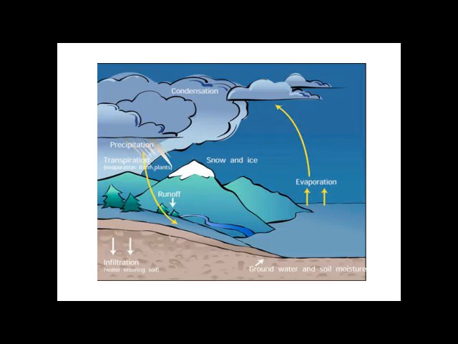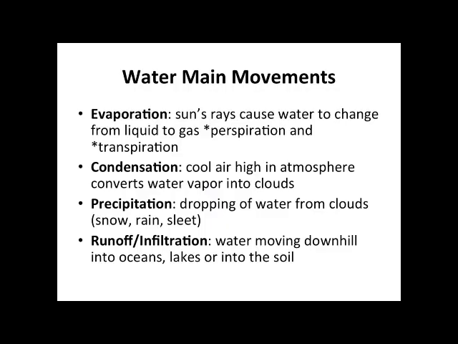Here's the cycle. Again, much simpler, I think, than the carbon cycle, but there are processes that we need to be aware of. And so we have evaporation. That's when a liquid becomes a gas. Evaporation of water can also be in the form of perspiration or transpiration, but we'll say the sun hits the oceans and evaporates some of the water. The water then goes up into the air, will eventually cool down and condense, reforming into clouds.